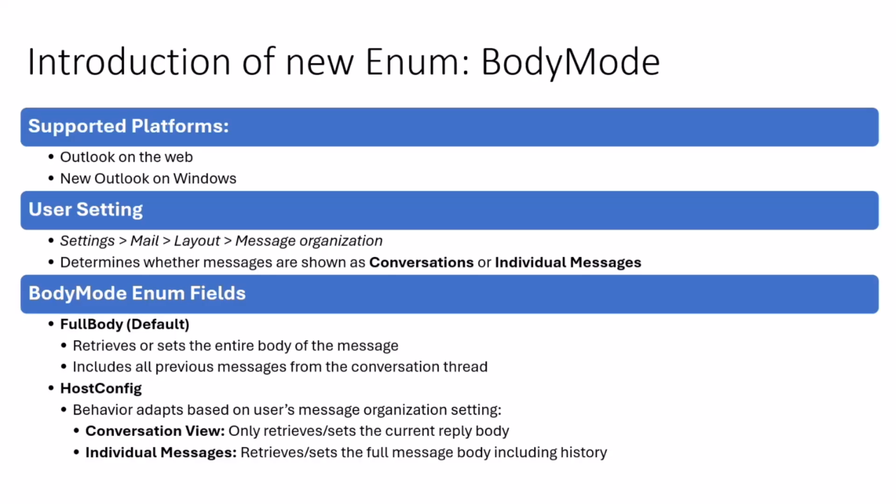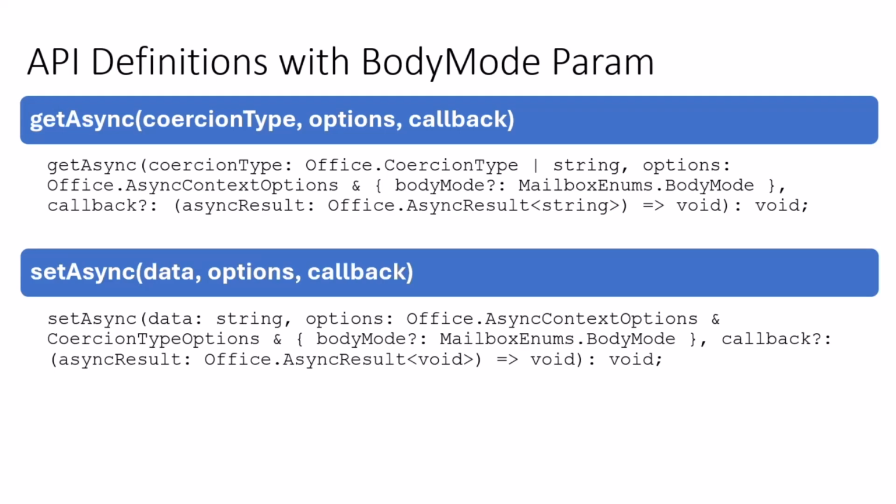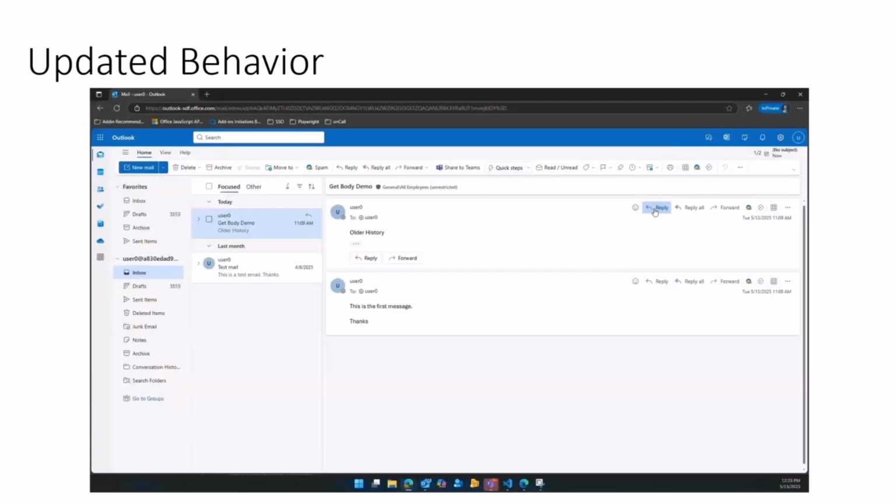Can you go to the next slide, please? So as you can see, these are the updated API definitions, and how you can leverage this BodyMode parameter. The intent is to pass this BodyMode parameter as a part of the options parameter in the getAsync API. Similarly, you need to pass this parameter in the setAsync API as a part of options, as you can see on the screen. Can we go to the next slide? Yeah. This is the updated demo of how this works.